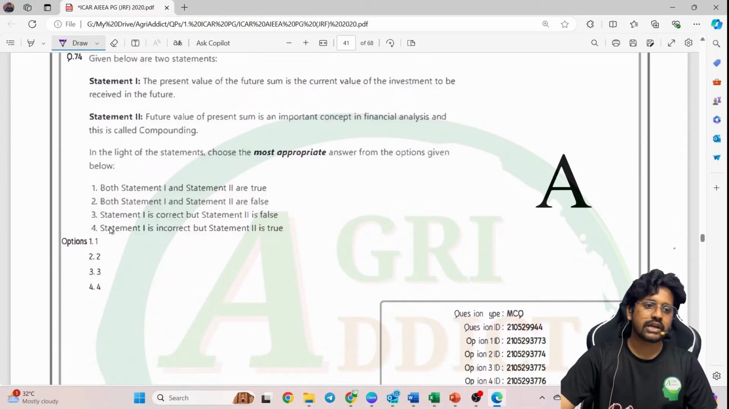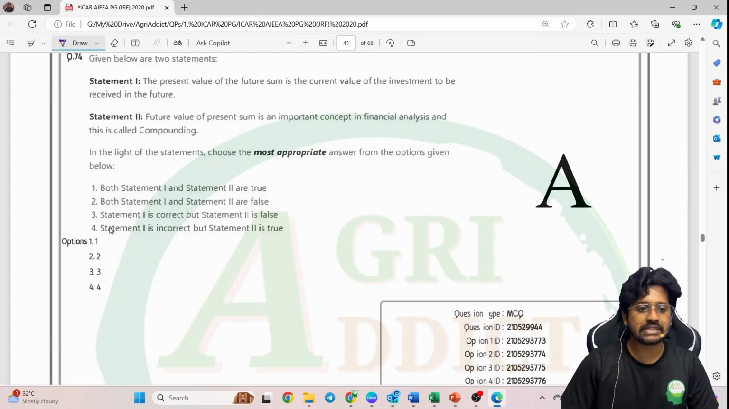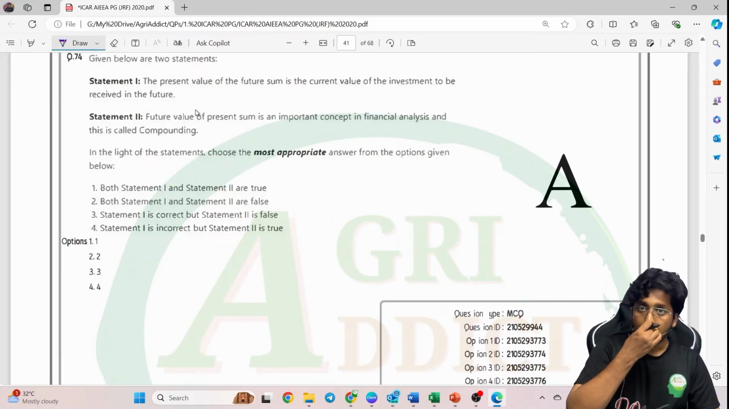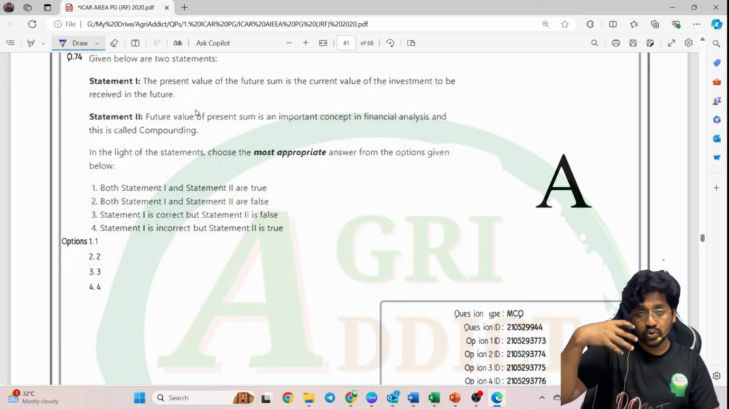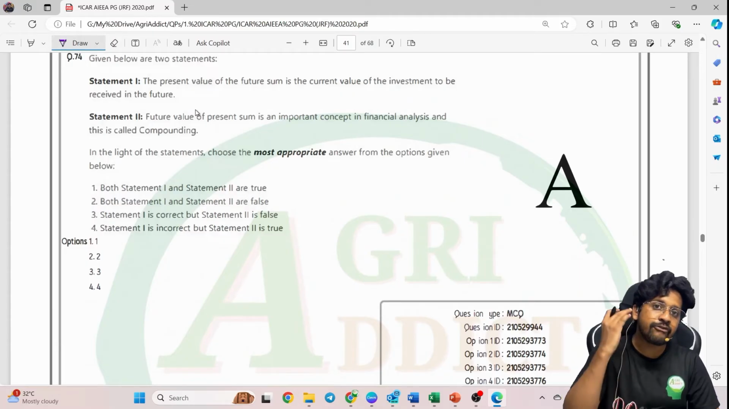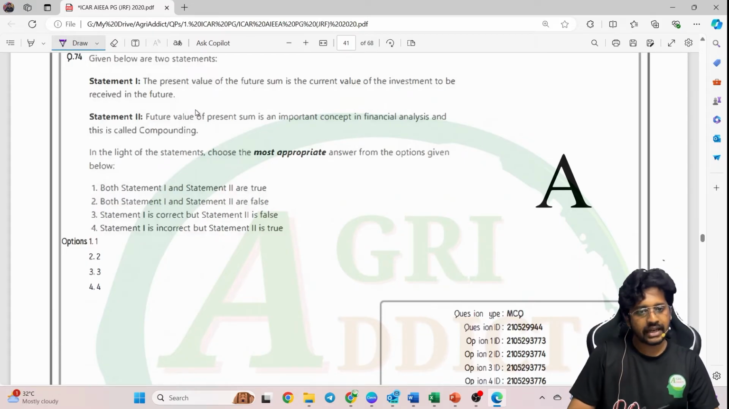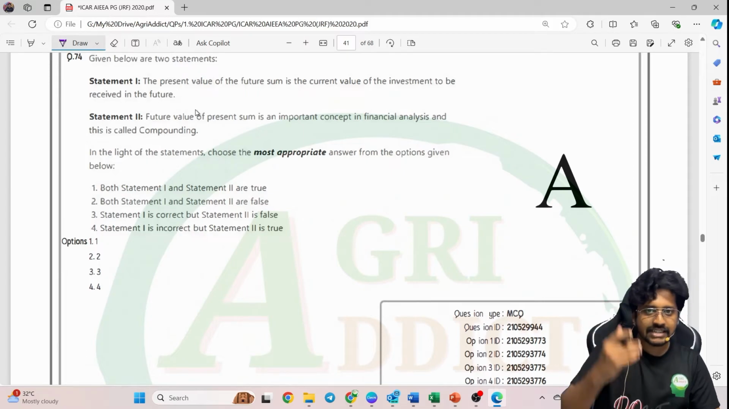Question number 74. Given below are 2 statements. Statement 1: the present value of the future sum is the current value of the investment to be received in the future. What is actually the present value of the future sum? It is nothing but what investment I have to do today in order to get a fixed amount in the future, right? It can be considered as discounting, right?